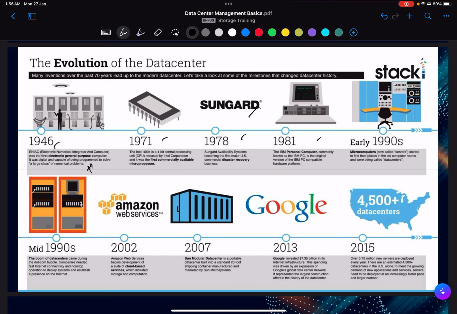And then the major change about 2002, where Amazon Web Services began deploying a suite of cloud-based services which included storage and computation. And then in 2007, Sun Modular Data Center is a portable data center built into a standard 20 feet ship container, manufactured and marketed by Sun Microsystems. So we'll talk about the micro data center.